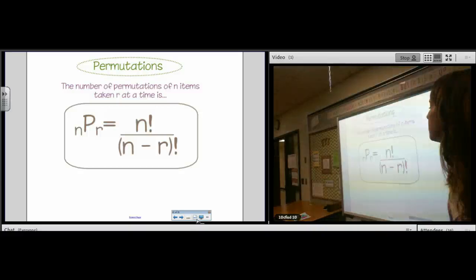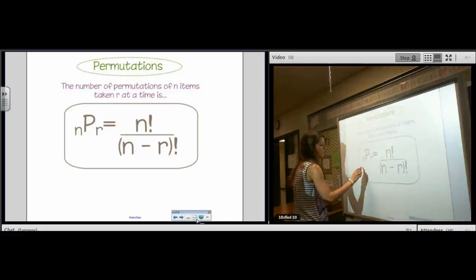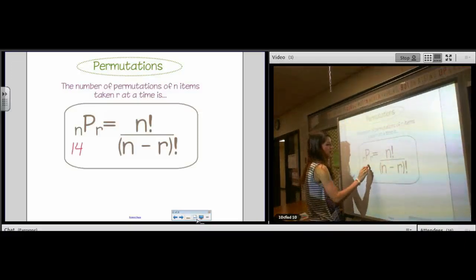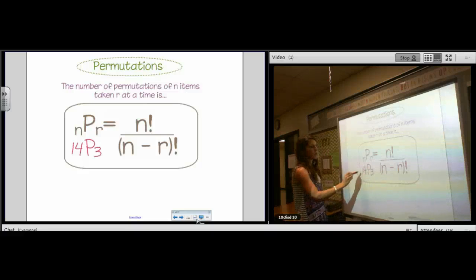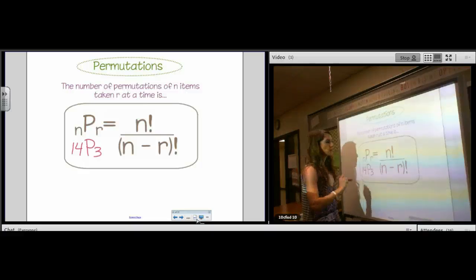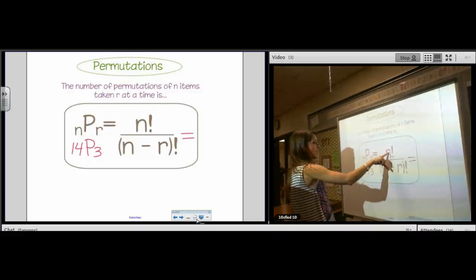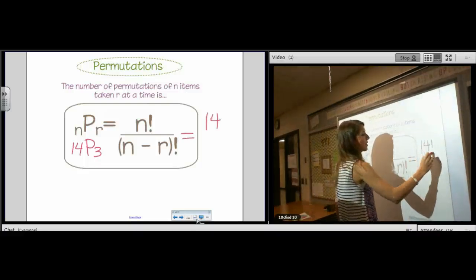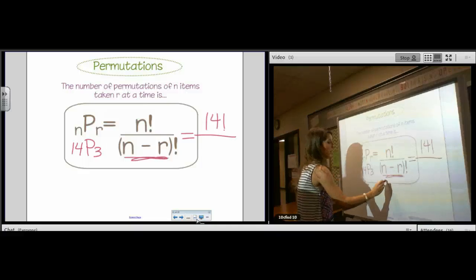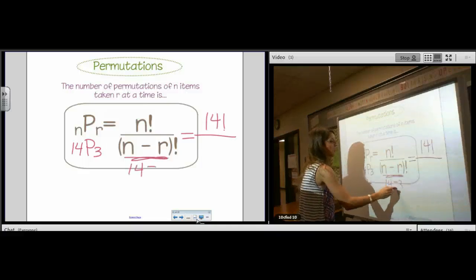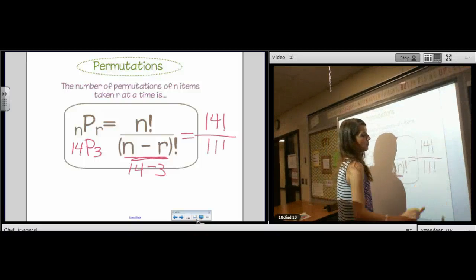So let me show you how this would work with the example that I gave you. There were 14 of you, and I wanted to form permutations, choosing 3 of you. 14, permutation 3. That means you take the n and it goes in the numerator, 14 factorial, over 14 minus 3 factorial. 14 minus 3, so that's 11 factorial.